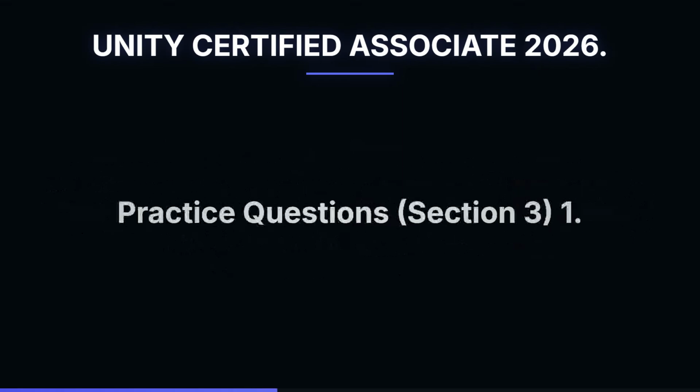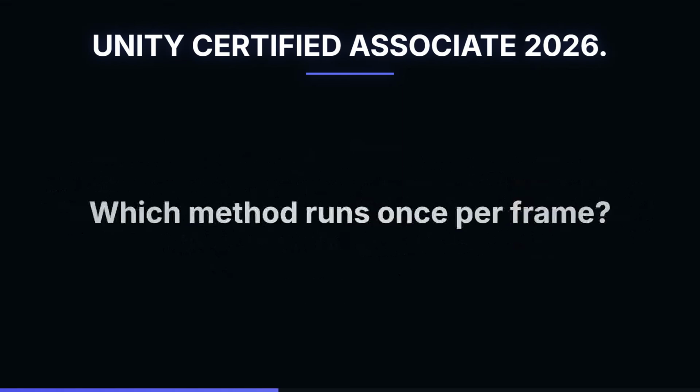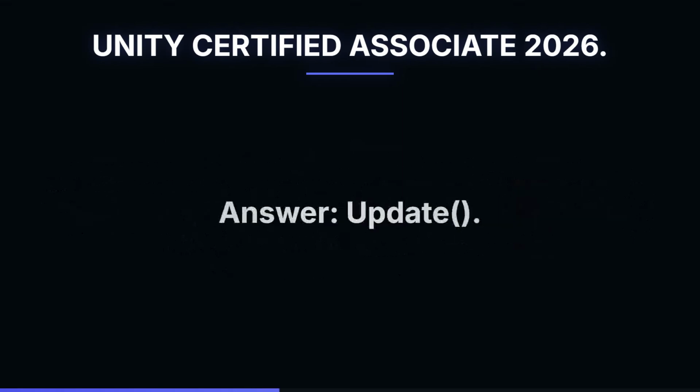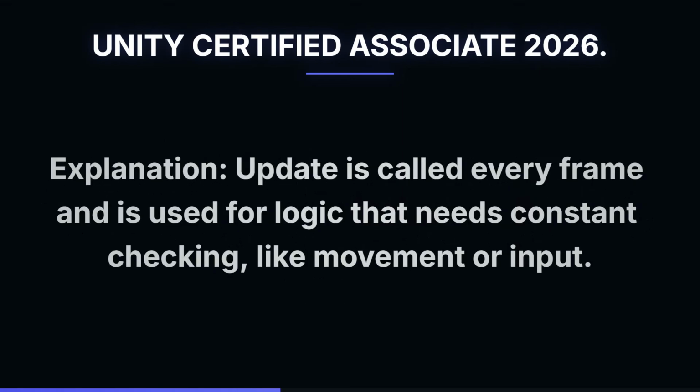Practice questions, Section 3. 1. Which method runs once per frame? Answer: Update. Explanation: Update is called every frame and is used for logic that needs constant checking, like movement or input.